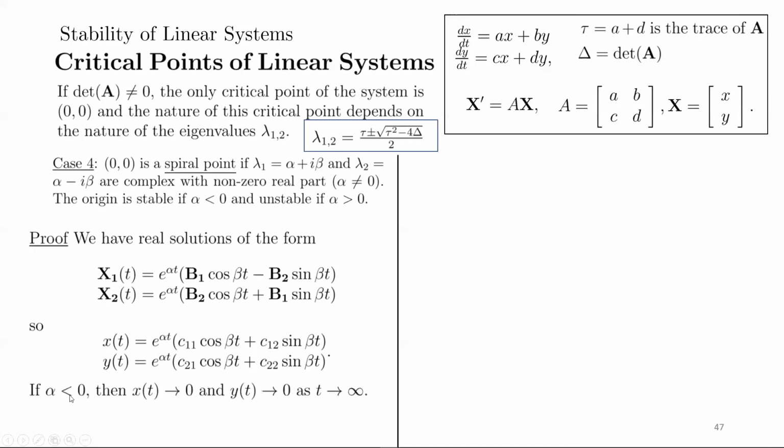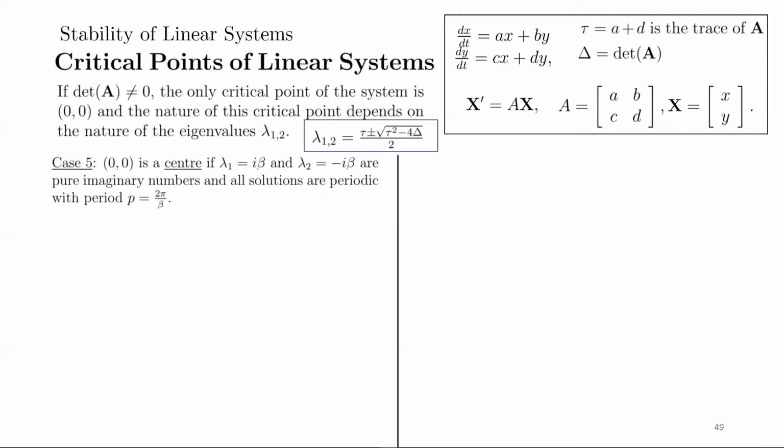If alpha is less than 0, then both x and y are going to 0 as t goes to infinity, because if alpha is negative, this exponential is e to the negative infinity, which is 0. Of course, if alpha is positive, then this exponential diverges as t goes to infinity, and both x and y approach infinity. So with alpha less than 0, our spiral point is stable, because we approach the critical point. But if alpha is positive, this exponential diverges and we have an unstable spiral point.